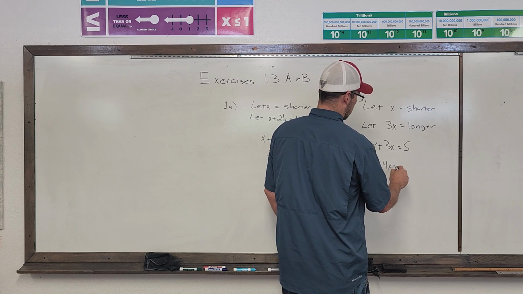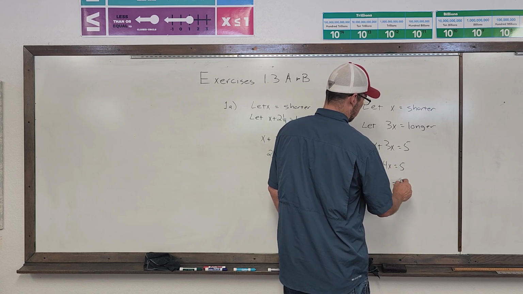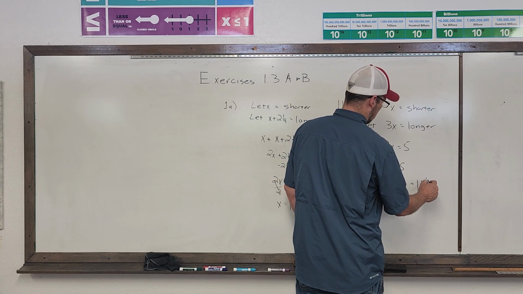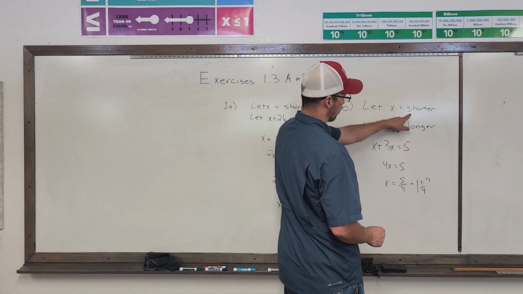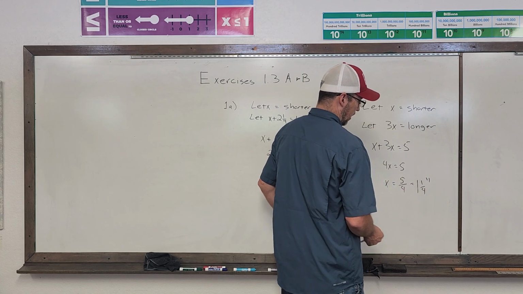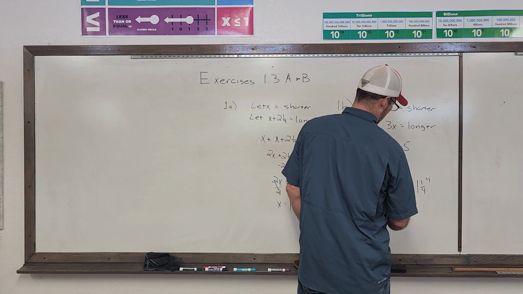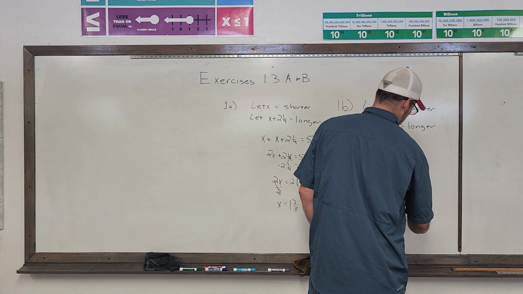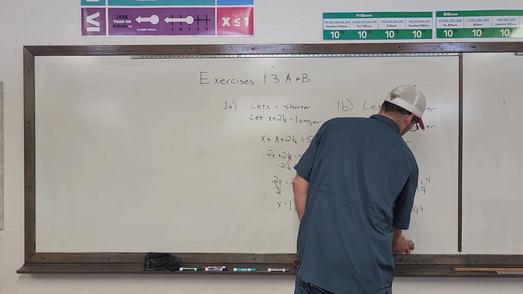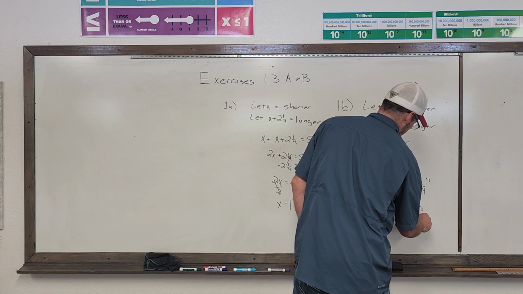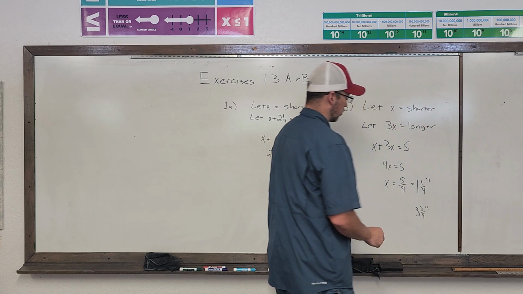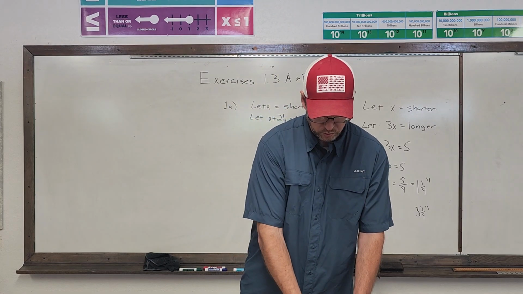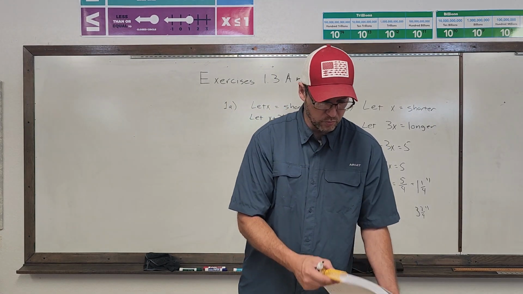So I get 4x equals 5, x equals 5/4, or 1 1/4 inches. So if the shorter one is 1 1/4 inches, I know the longer one is 3 times that. Or I could just subtract this from 5 inches and get the answer, which would be 4 3/4. No, 3 3/4. All right, so one is 1 1/4 inches long, the other one is 3 3/4 inches long. So that gets us through number 1 on exercise 1.3B.